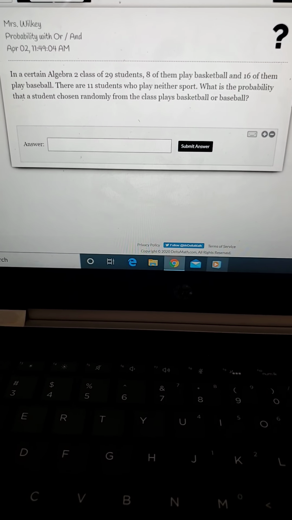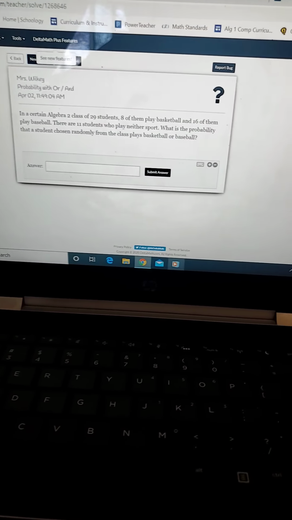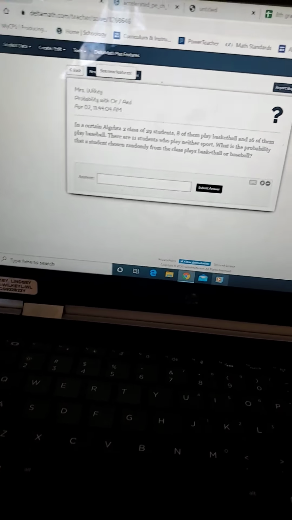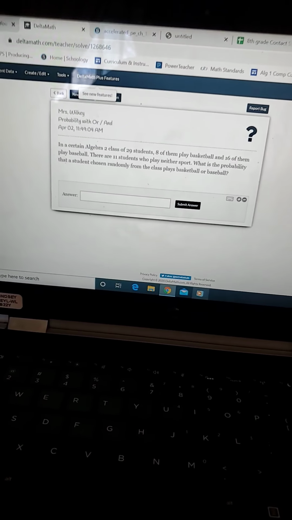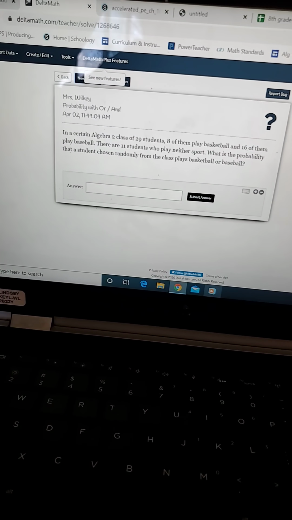What's the probability that a student chosen randomly from the class plays basketball or baseball? All right, so let's say I walk into our class and I say, who in here plays basketball? And a certain amount of people raise their hand, and they all play basketball. Okay. So let's say there's just some people that do that.